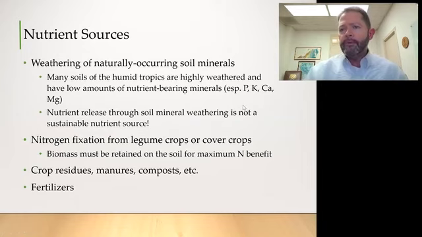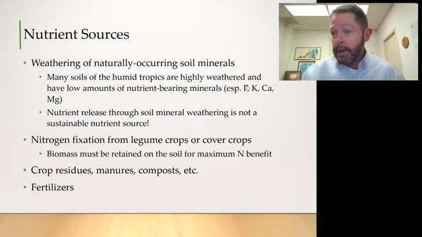Where do nutrients come from? The most common source, if you will, for most plant nutrients is weathering of naturally occurring soil minerals. Minerals are essentially chemical compounds in soils that are inherited from the parent material of the soil, which may be a rock or maybe sediments. And as those weather, due to what we call chemical weathering under the influence of water and temperature, those slowly dissolve, some more slowly than others.